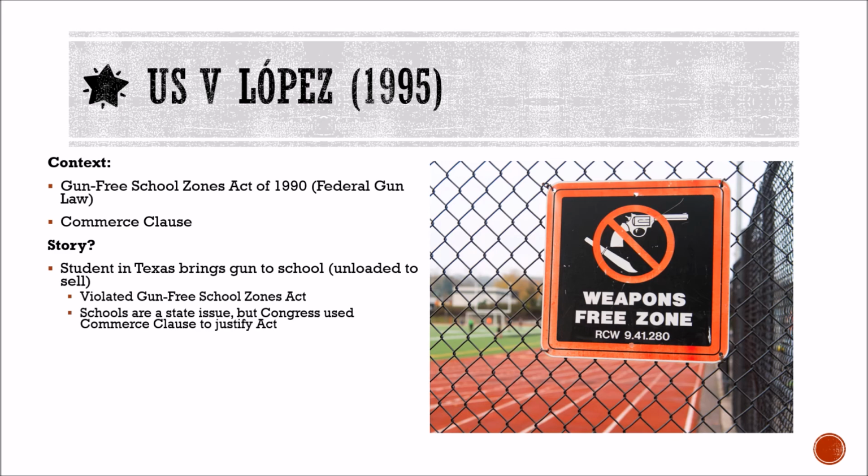So Lopez, a student from Texas, decides to bring a gun to school so he could sell it. This obviously violated the Gun-Free Zones Act, and he was arrested under a federal crime. Lopez states that the Commerce Clause couldn't be used to make an act involving guns in schools. So how did the court rule?